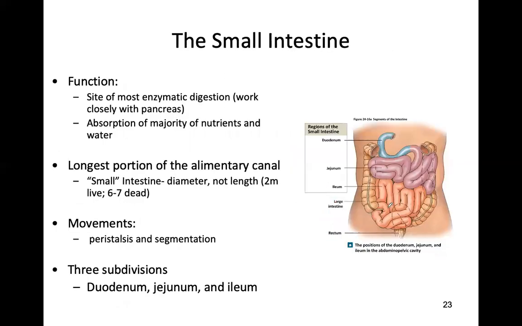Okay, I'm going to stop here, and then we'll continue the digestive system with the next presentation.